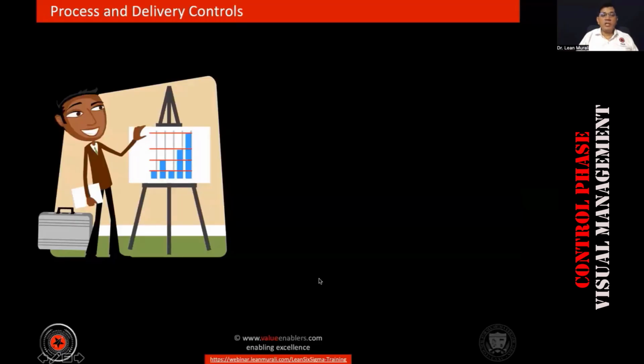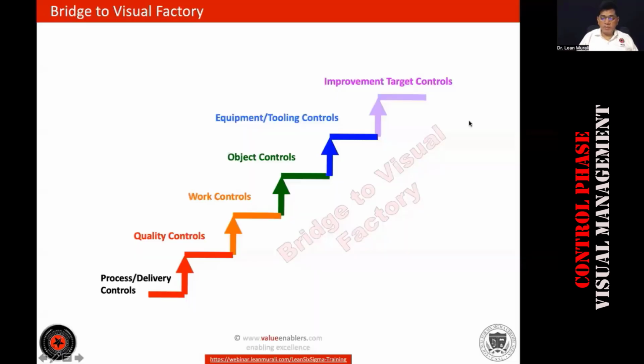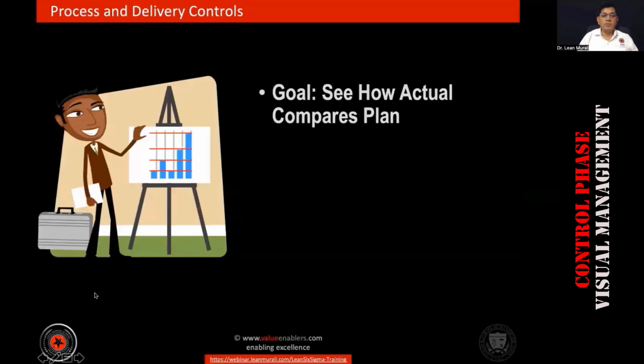Okay, so process and delivery controls. Let me explain each and every one of them. We'll go through first the process and delivery controls. The goal of the process and delivery control is to see how the actual compares with the plan. How the actual compares with the plan.